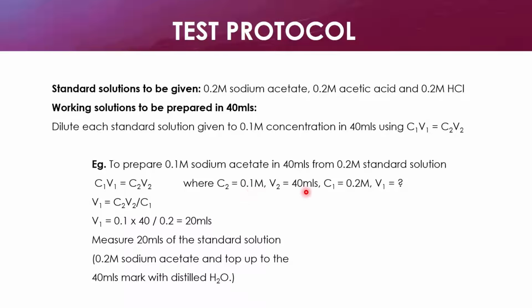So making V1 the subject, we have V1 equals C2V2 divided by C1. If you substitute the values into this equation, we get V1 equals this times this divided by this. So V1 will give us 20 ml. What it means is that to prepare 0.1 molar in 40 ml from our stock solution or standard solution, we measure 20 ml of the standard solution, that is 0.2 molar sodium acetate, and top up to the 40 ml mark with distilled water.